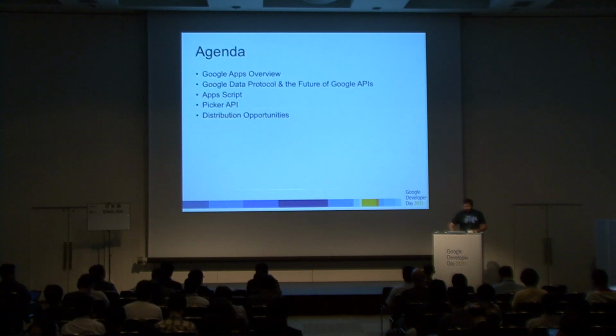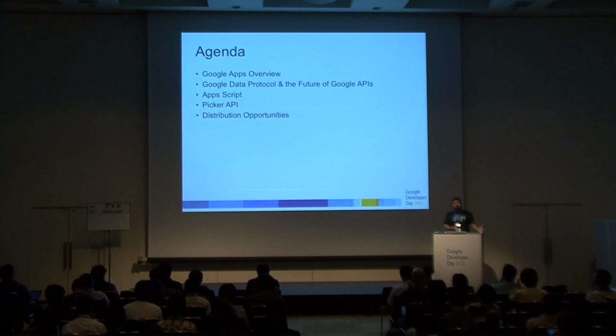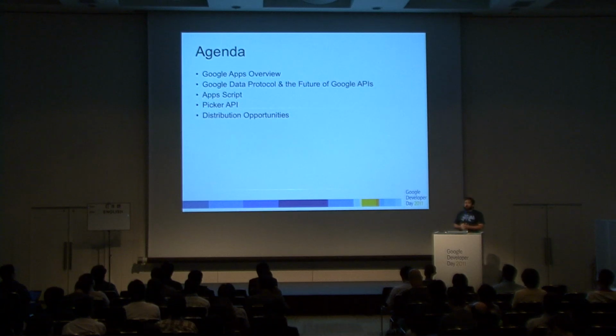So today, we're going to talk a little bit about Google Apps, just for those who don't use it or may not be as familiar. Talk about our Google Data Protocol, kind of where we've been in the past. Take a look at the direction that we're going with our newer APIs. I'm going to switch gears a little bit after that and talk about a technology called AppScript, which is a very little-known feature of Google Apps, but one that I think is actually pretty cool.